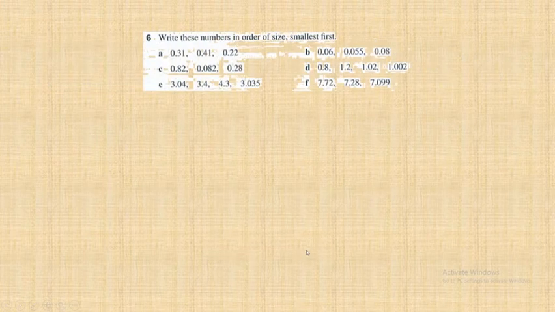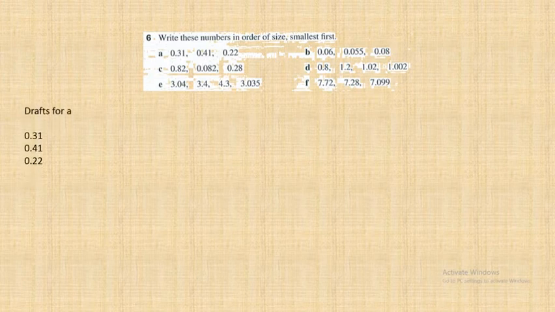Okay, let's go to question number 6. Write these numbers in order of size, smallest first. So number A is 0.31, 0.41, 0.22. So I will write it down in a vertical way and start to just order them. So the smallest one here is going to be 0.22, 0.31, and after that 0.41.